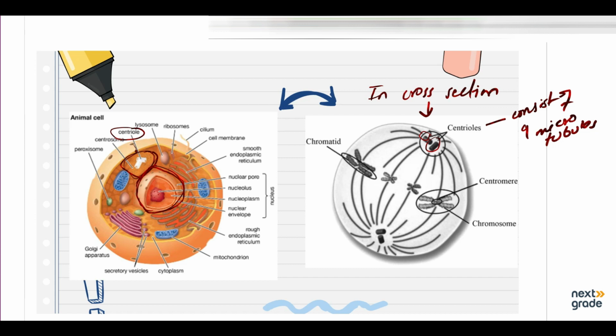its centriole duplicates, and then the pair migrates towards the opposite side of the nucleus, and the spindle forms between them, right? So this is how the centriole looks in the animal cell, and how it looks during cell division, right?